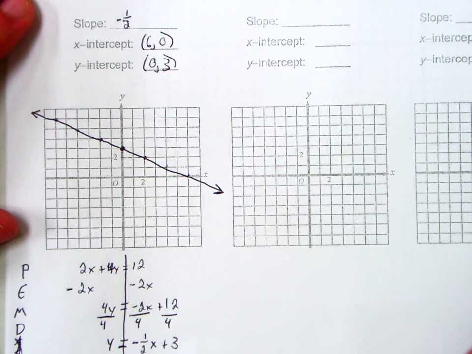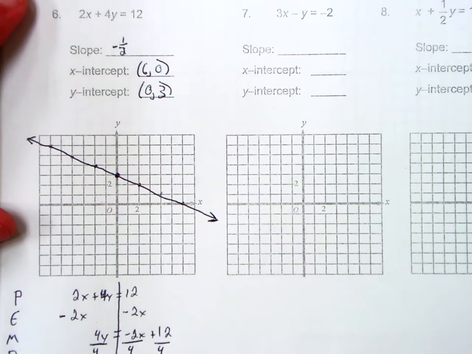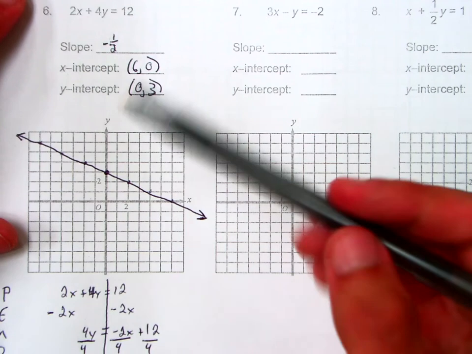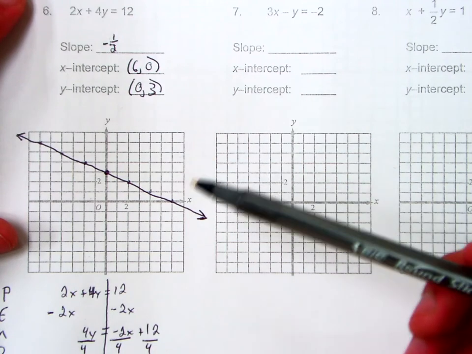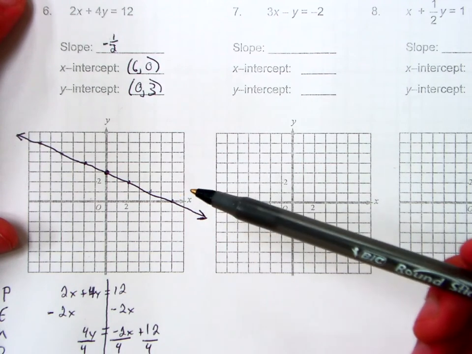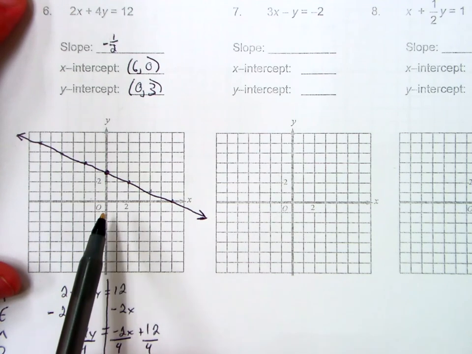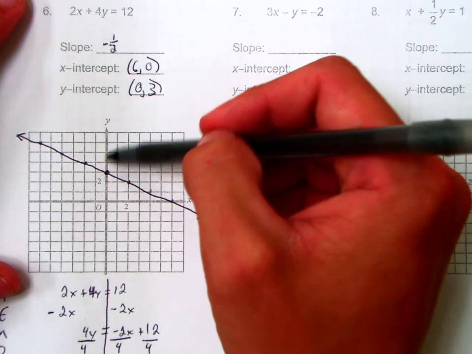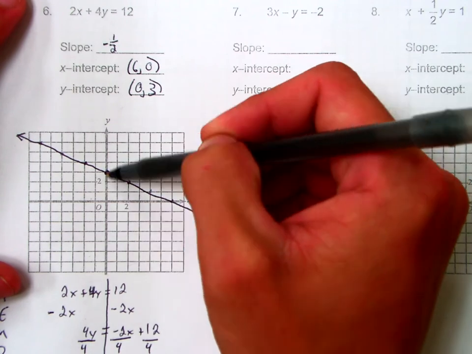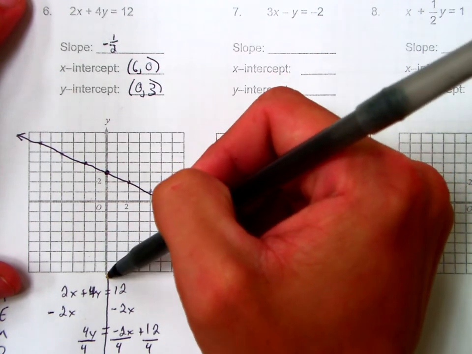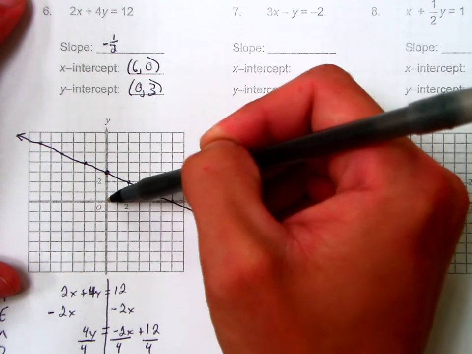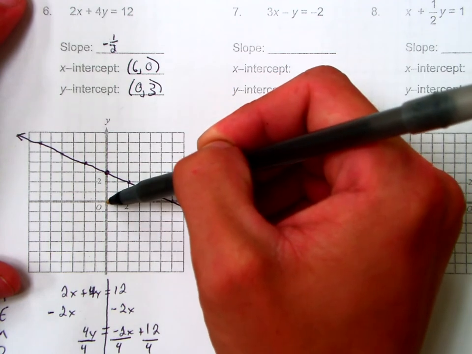Now, if you really wanted to get specific, and I think this is super valuable to understand, how else could I find the x-intercept or the y-intercept without using the graph? Well, let me explain it this way. The y-intercept has to be on the y-axis. So what's the value of x anywhere on the y-axis? Anywhere on the y-axis, the value of x is 0.